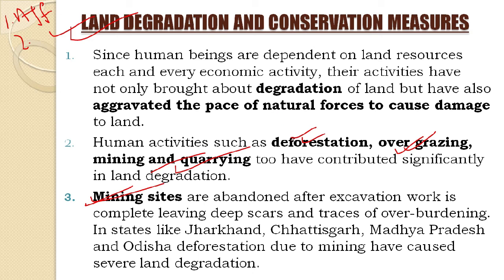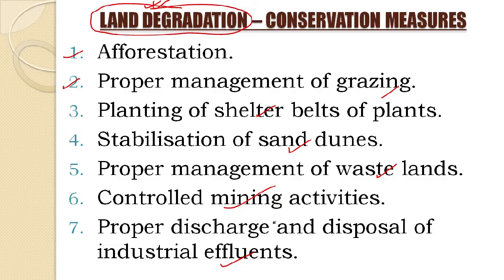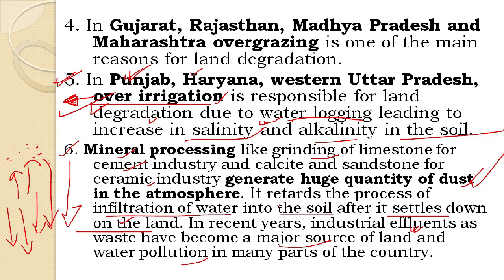So when we come here, we see problems like deforestation. What's the solution? What's the conservation measure? Of course, afforestation. Overgrazing is another problem, so we should control overgrazing. Mining and quarrying activities are again a cause of land degradation, so we must control mining and quarrying activities. Other problems such as over irrigation are also seen, overgrazing is also seen, mineral processing and dust are also seen. So we easily see that when we go to all these problems, we have the solutions there itself.